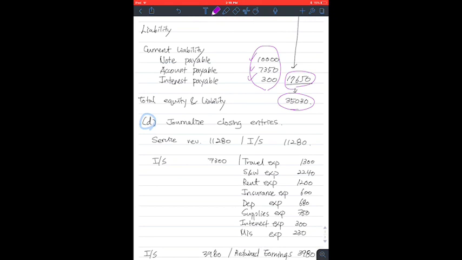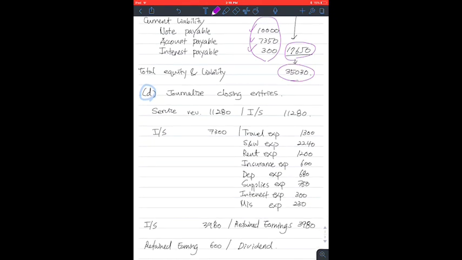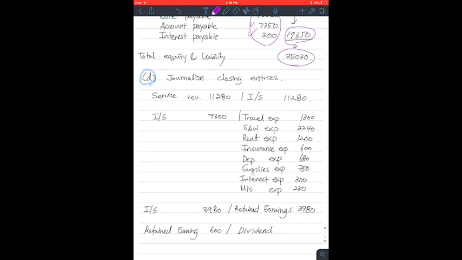So we have to journalize the closing entries. For closing entries, what you have to remember is that we're trying to make all the temporary accounts equal zero, right? And what are temporary accounts? There are service revenue, expenses, and dividends, not retained earnings. We have to make these accounts balance zero at the end of our closing entries.